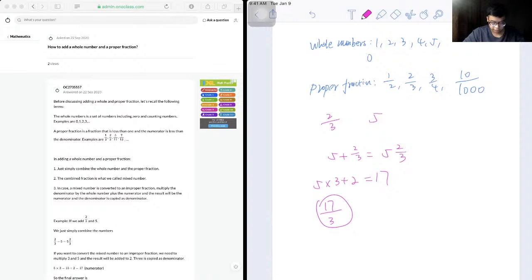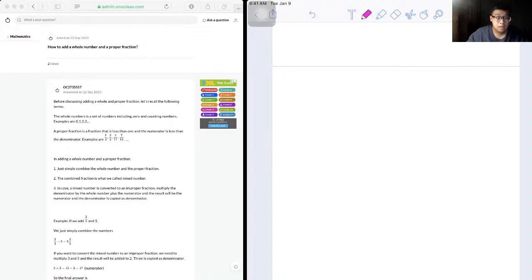And there's another way of doing it. We still have the same whole number and proper fraction, 5 plus 2 over 3, and we want to maintain 3 as the denominator. So we want to convert 5 to a fraction with a denominator of 3. We multiply by 3 on both sides, and we have k is equal to 15. So we know 5 can also be written as 15 over 3.